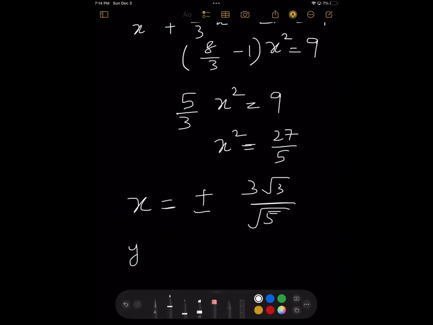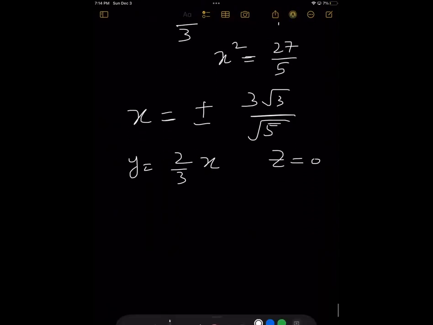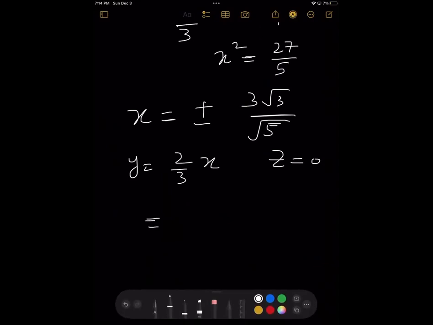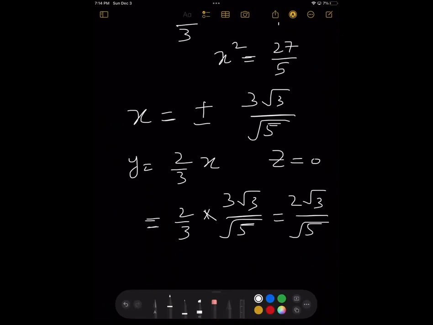And now y is equal to 2 by 3x and z is equal to 0. So when x is positive, y is going to be positive. When x is negative, y is going to be negative. So our y will become 2 by 3 multiplied by 3 under root 3 over 5 under root. So it is 2 under root 3 over 5. Now it is plus minus with respect to x.